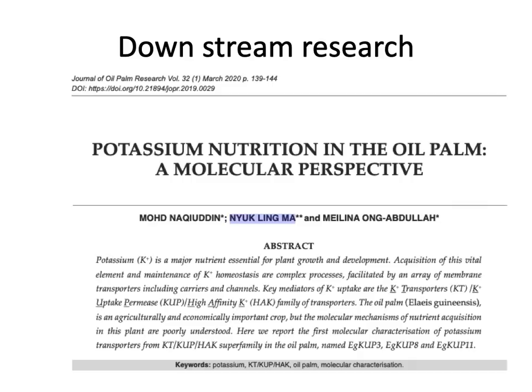This is a downstream research example using plant oil cells. In this research, we are studying the functions and mechanism of nutrient acquisition in the oil plant. We use several transgenic lines to discover the functions of these poorly understood potassium transporter genes.